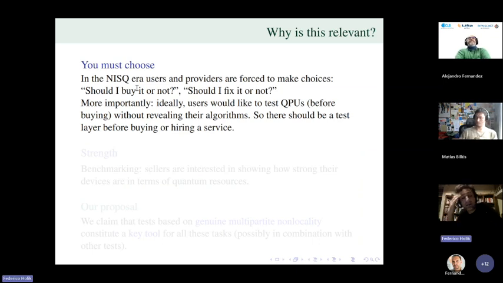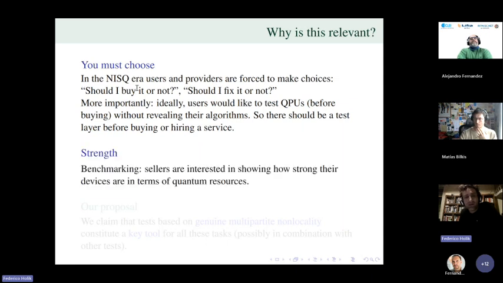So in the NISQ era, users and providers are forced to make choices. Should they buy it or not? Should I fix it or not? And more importantly, users should be able to test quantum processors without revealing what they want to do. So there should be a test layer before buying or hiring a service for the user. This is from the point of view of the end user.